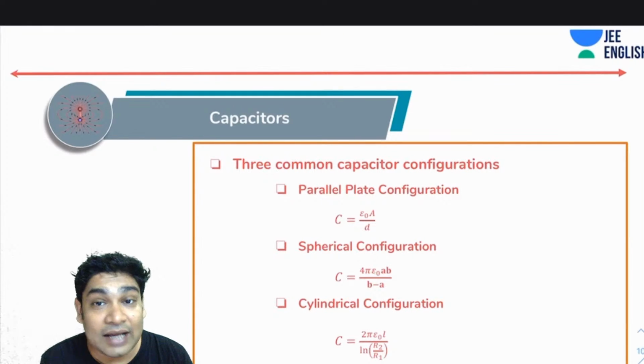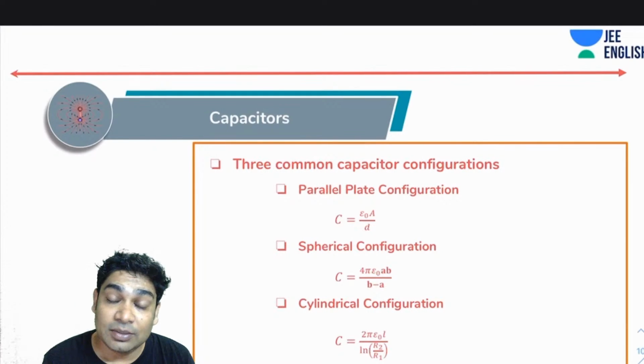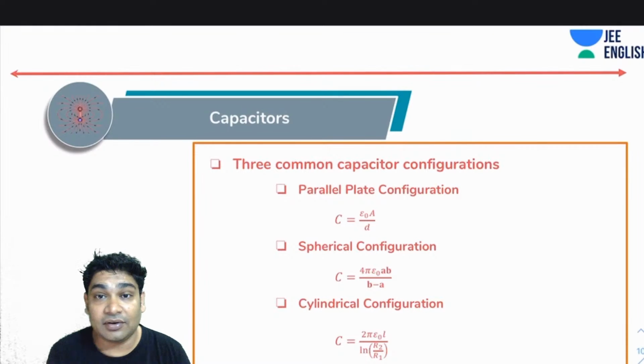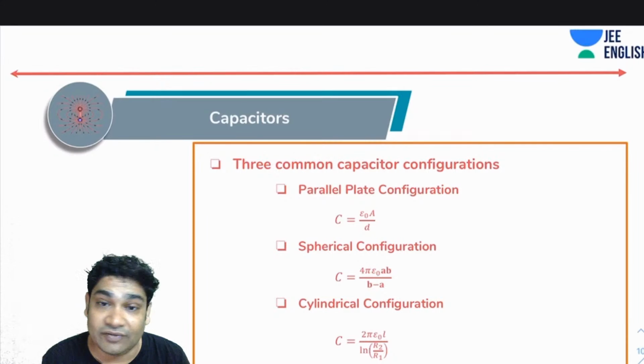All right. So last time we realized that the most common configurations of capacitors are of three types, which are called parallel plate, spherical configuration, and cylindrical configuration. And we also derived the formula for the capacitance of such configurations.